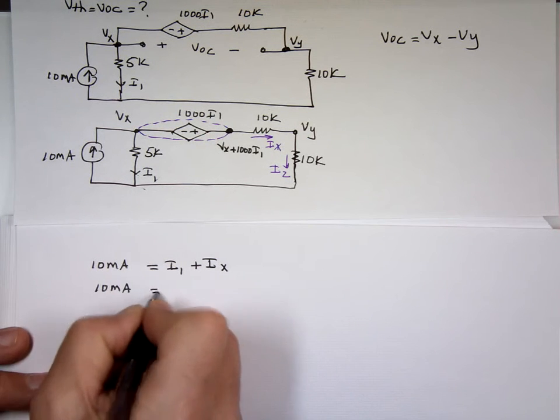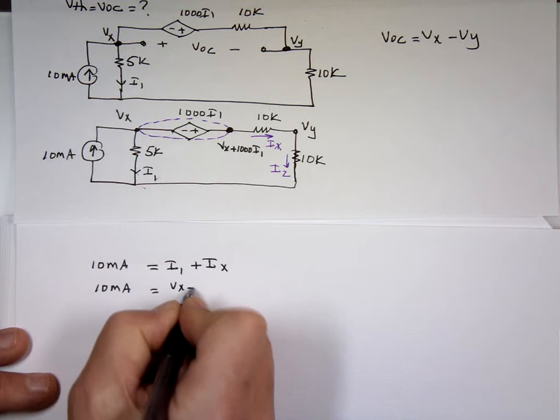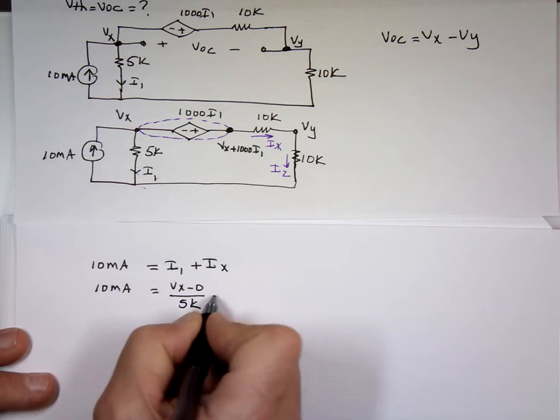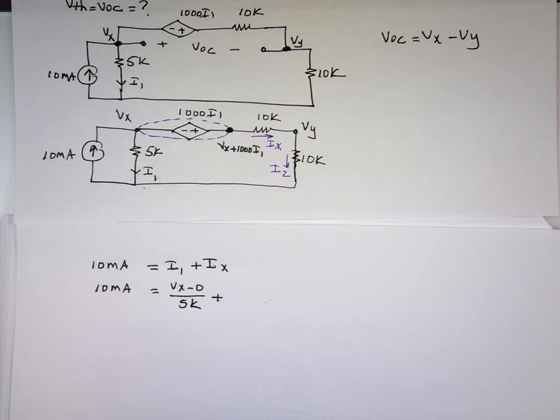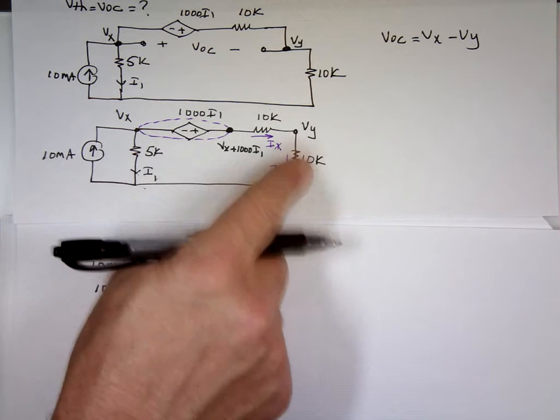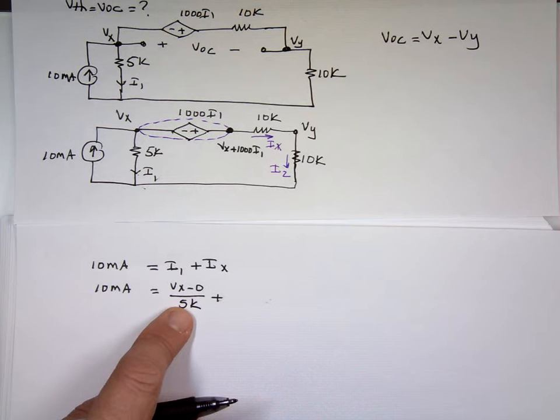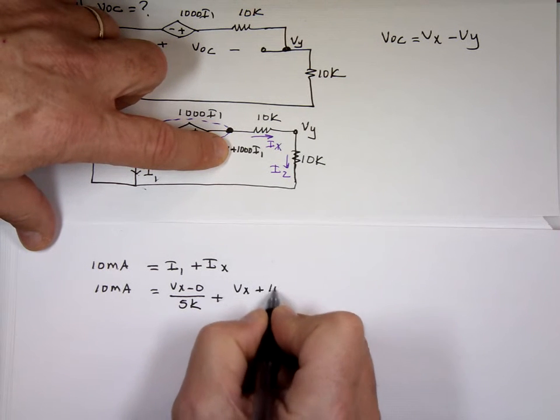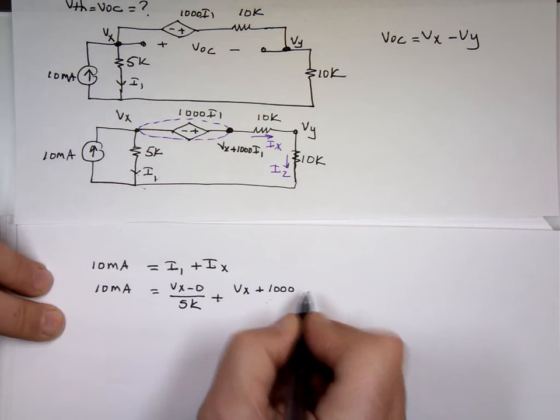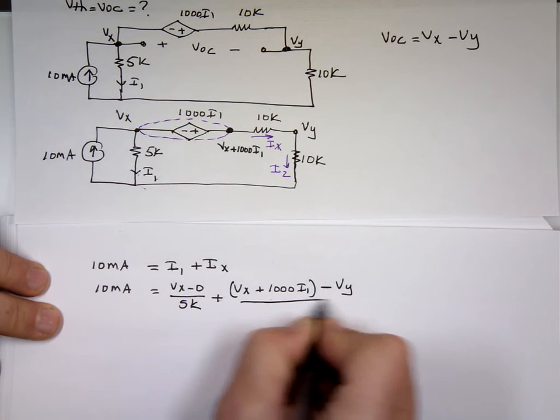Equals I sub 1, which is what? Vx minus 0 over 5K plus this voltage minus that. Or if you want to, you can combine these resistors together and drop the Vy for now, and I'll give you one equation by one unknown. But I'll leave it there. Vx plus 1,000 I sub 1 minus Vy over the 10k. And we know what I sub 1 is.